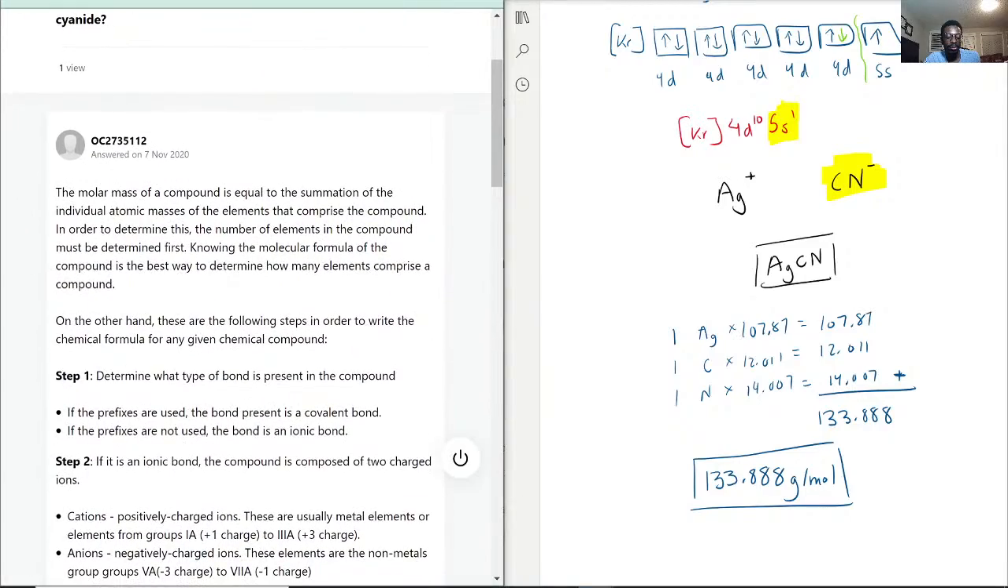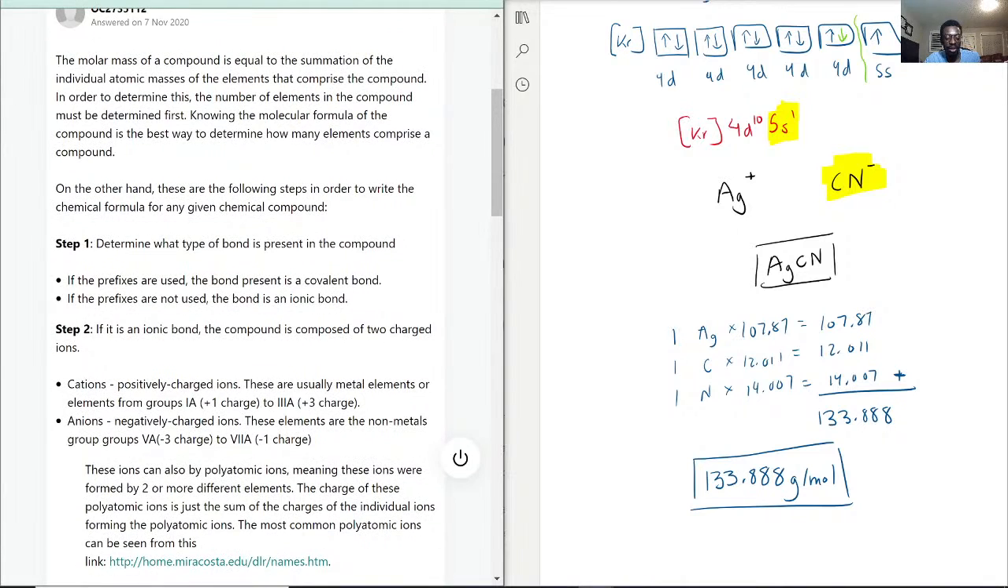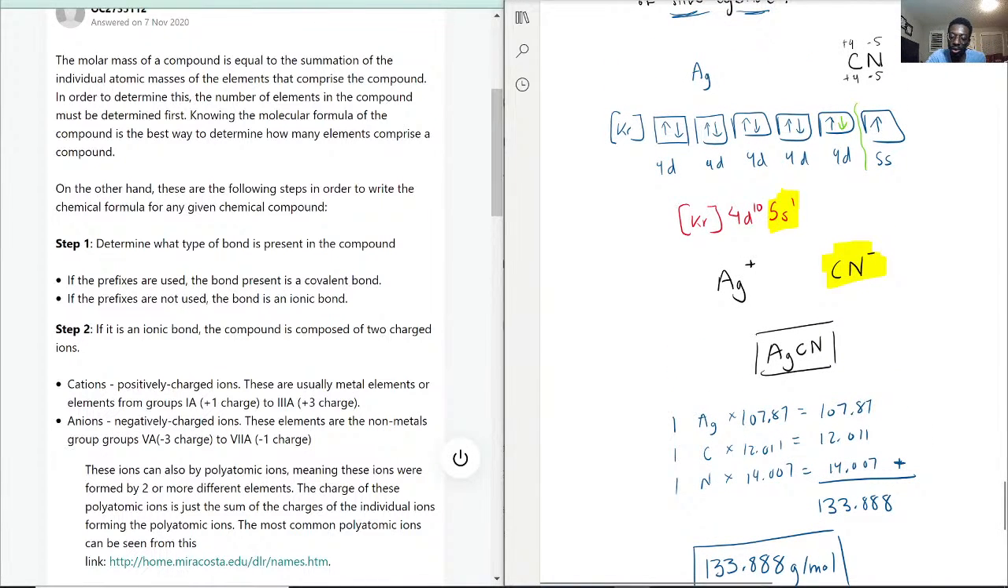So definitely breaking it down more. Determine what type of bond is present. Prefixes are not used in silver cyanide, so they say it's an ionic bond. That is something that we should have mentioned. Not sure how it may have helped you, but silver is a transition metal, so that is going to be a metal and non-metal because it's carbon and nitrogen. I'm curious to see how they know what cyanide is. I think they just pulled it from a table.